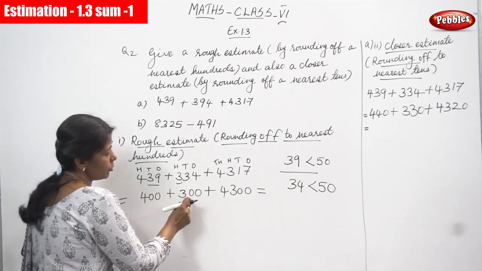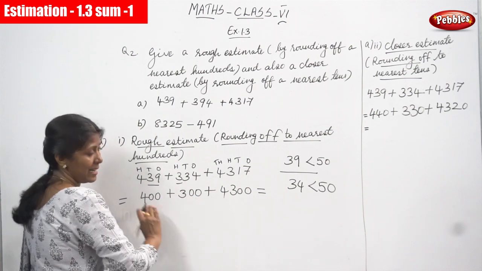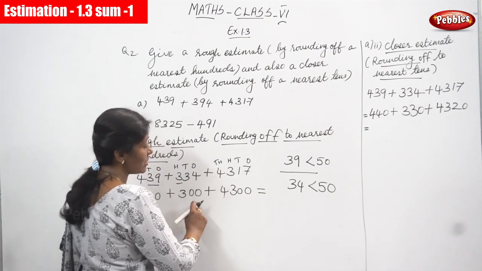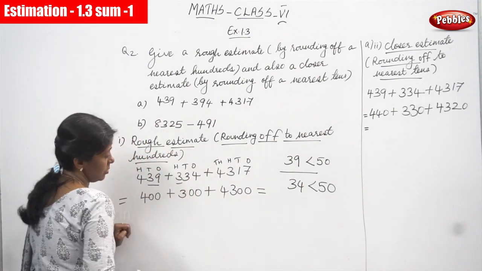So that means you have to write 0 in the last two digits. That means the last two digits become 0, you have to write 2 zeros after 3.